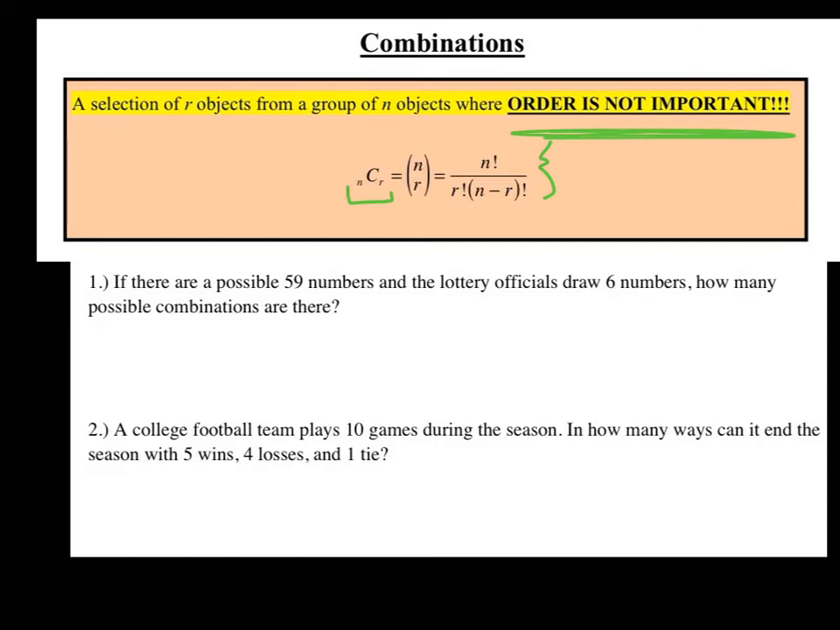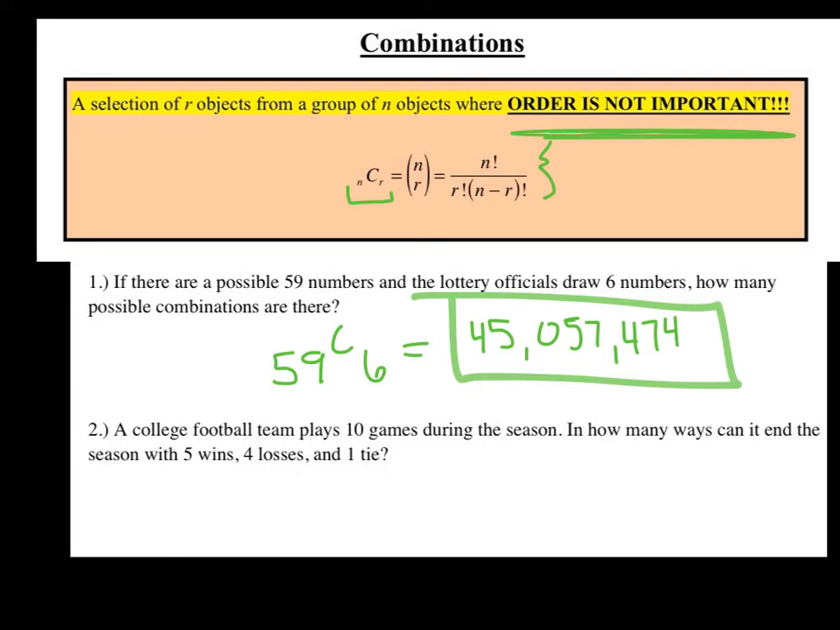So if there are possible 59 numbers and the lottery officials draw 6 numbers, it's asking how many possible combinations are there for 6 of the 59 numbers. So all we do is say, okay, 59 choose 6, and that's going to give us 45 million combinations. This is why no one wins the lottery. So 45 million, 57,474 different ways to make a 6-number value out of 59 numbers.